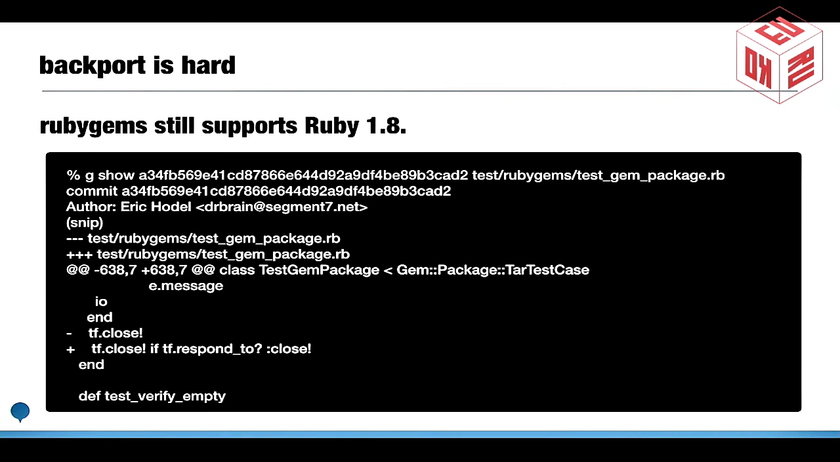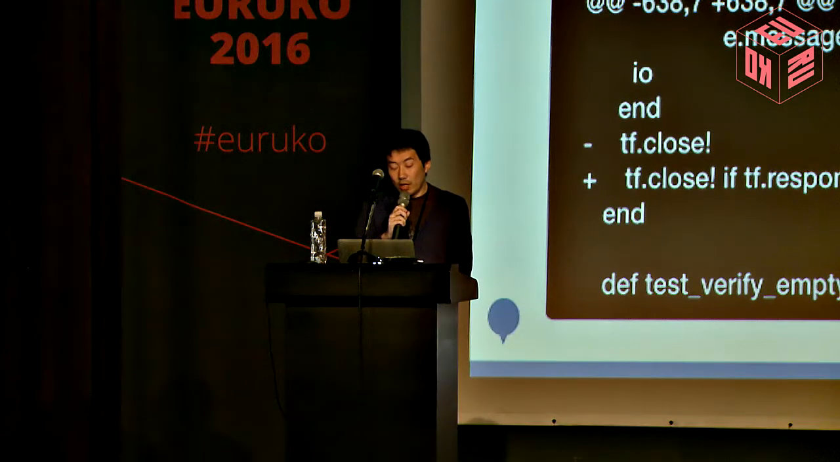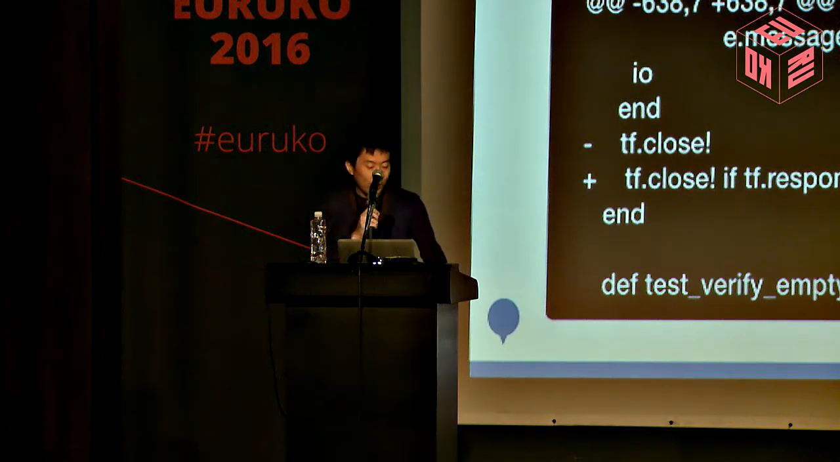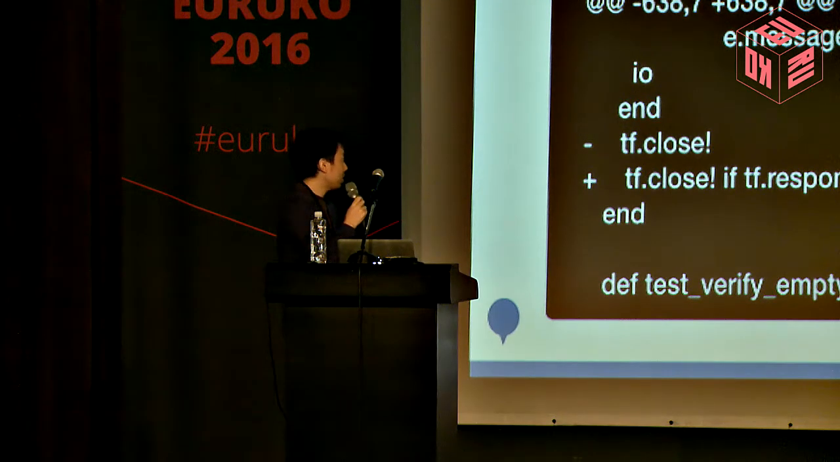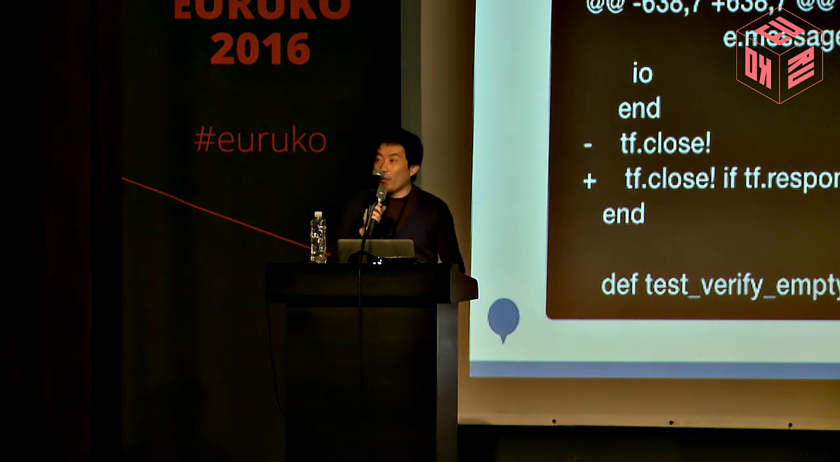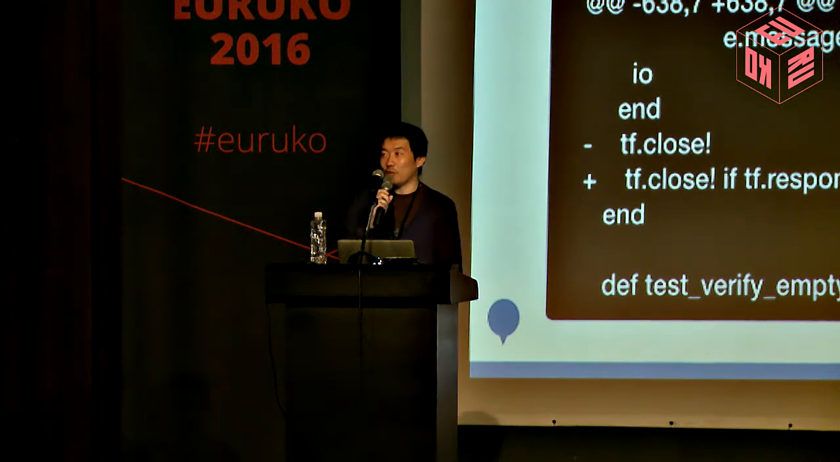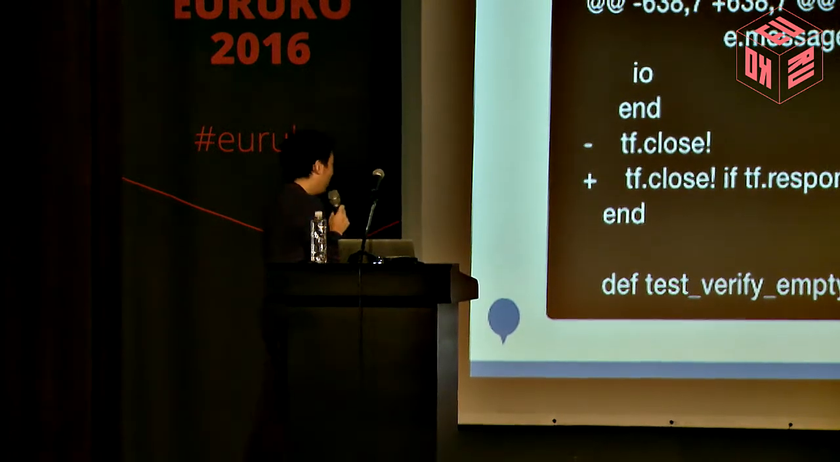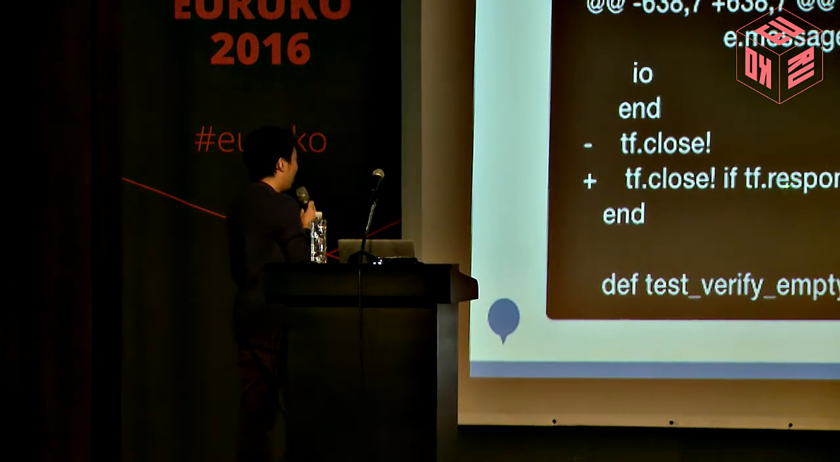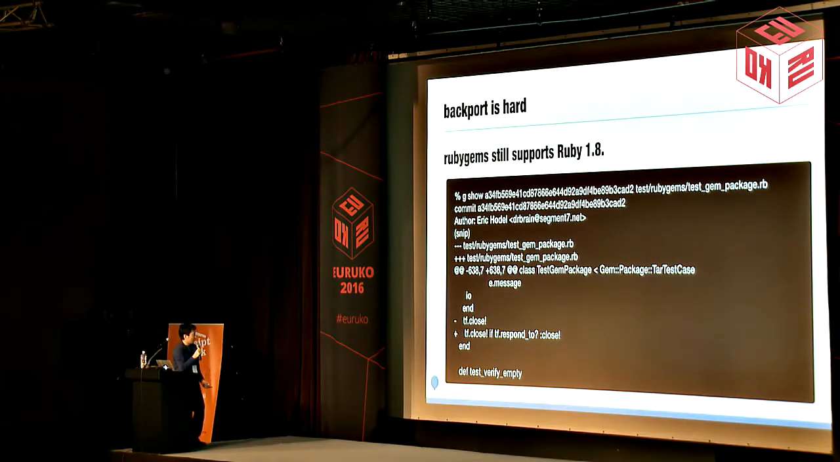The RubyGems release version still supports Ruby 1.8. Some useful methods like tempfile.close! are not provided in Ruby 1.8. We could not use it in the RubyGems upstream repository. So we need to handle the respond_to method and the close! method ourselves. So it's too hard.